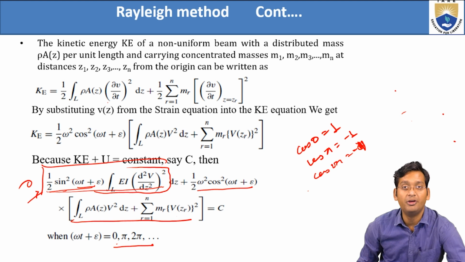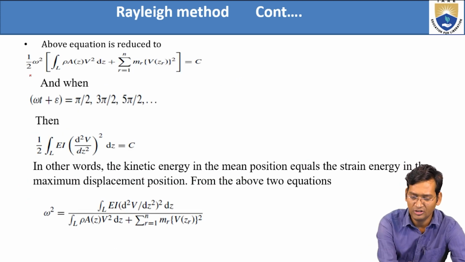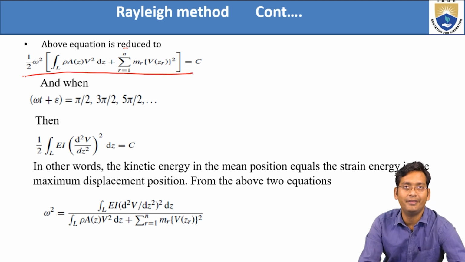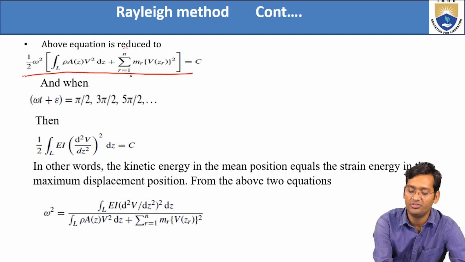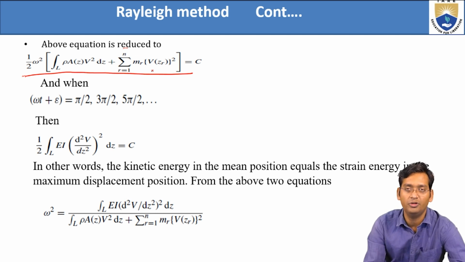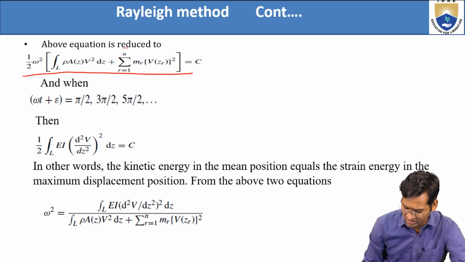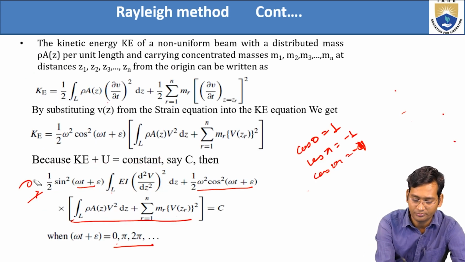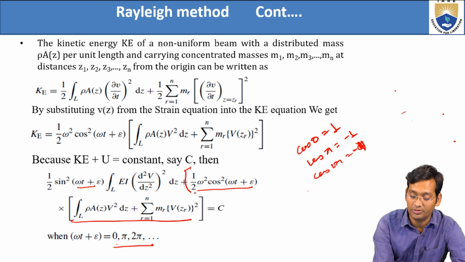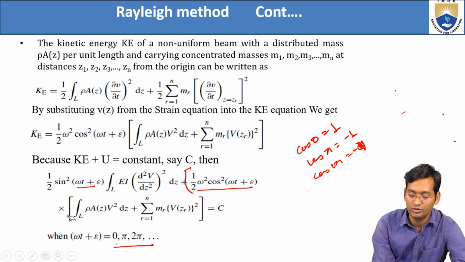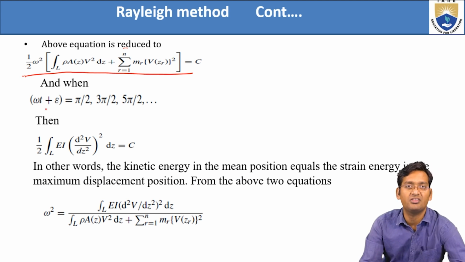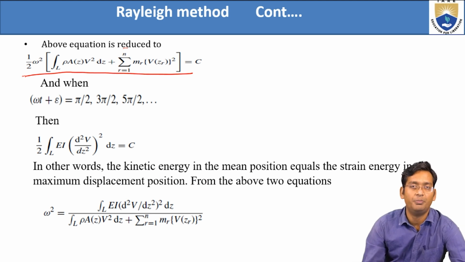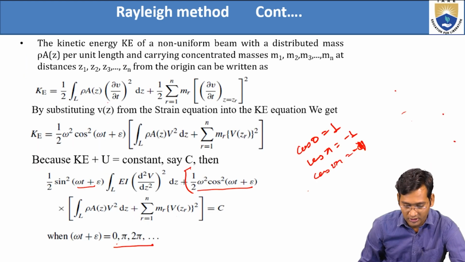Next, when it's π/2, 3π/2, then let's see here. The above equation is reduced to half ω² integral of L ρ A z v² dz plus the sum over r equals 1 to n of mr Vz(r)² equals C. This means simply, just see this term, right? So this term is there for 0, π, 2π. Now next case, when ωt + ε is what? π/2, 3π/2, 5π/2, right? Then what happens? So just see here again in this equation.